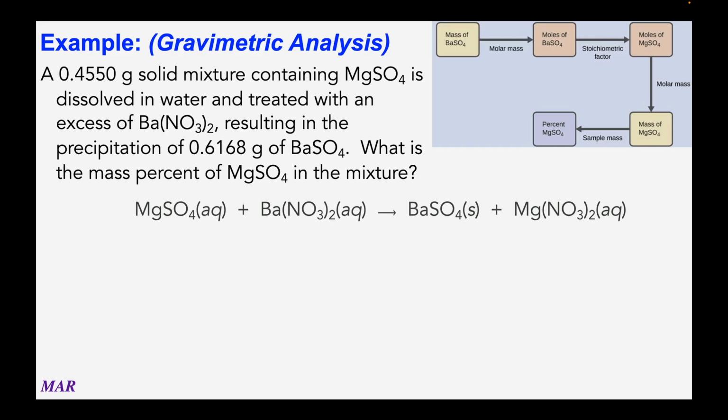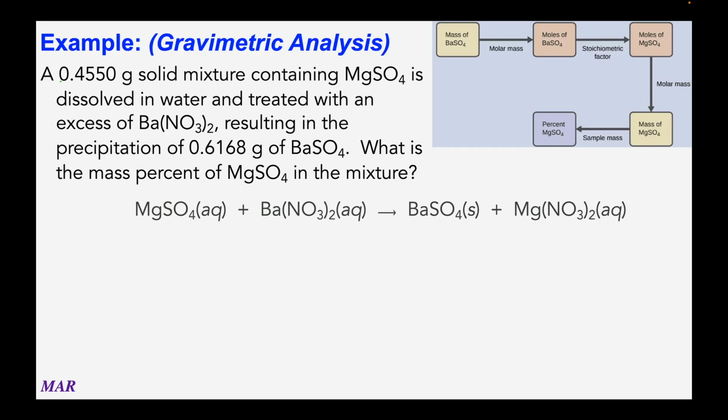So just like you can find, for example, percent potassium chlorate in a mixture, in this problem we're going to find percent magnesium sulfate in the mixture. And we're going to use the precipitation of barium sulfate to figure this out. So what we'll do here is take grams of barium sulfate and turn them into moles of barium sulfate. There's a 1-to-1 stoichiometric ratio between BaSO4 and MgSO4, so moles BaSO4 equal moles MgSO4. And finally, you can multiply by the molar mass of MgSO4 to find the pure grams of MgSO4.